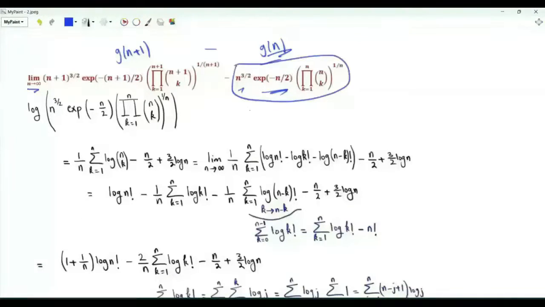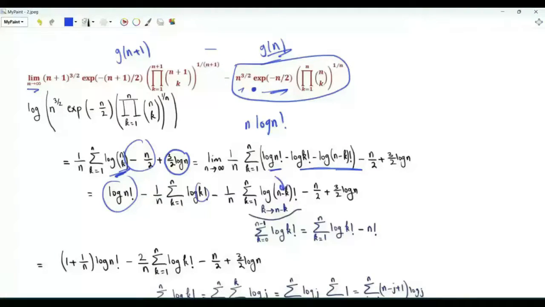Specifically, we study the logarithm of g of n. When we take the logarithm, we get 3 log n over 2 minus n over 2 plus 1 over n summation k from 1 to n log n choose k. This logarithm is log n factorial minus log k factorial minus log n minus k factorial. If we apply the sum to log n factorial, we get n times log n factorial divided by n, that's log n factorial. We also get minus 1 over n, summation k from 1 to n log k factorial.